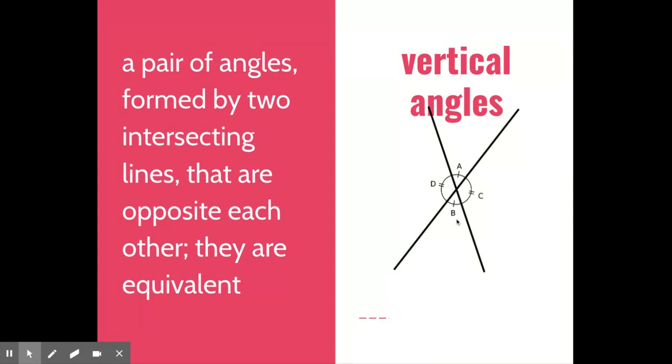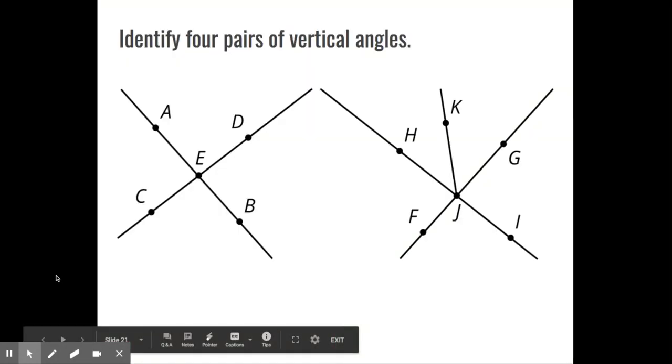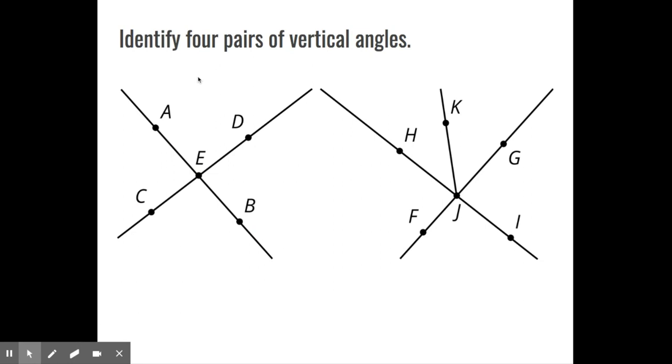Whatever the measure of A is, B is the same. So if this was 50 degrees, this would be 50 degrees. The same is true for C and D. They are vertical angles. They will be equivalent to each other. Whatever C is, D is. If C is 150 degrees, D will be 150 degrees. Okay? So if we look at this set right here, we can identify sets of vertical angles.